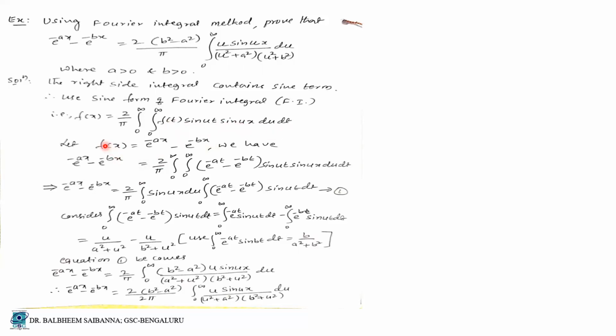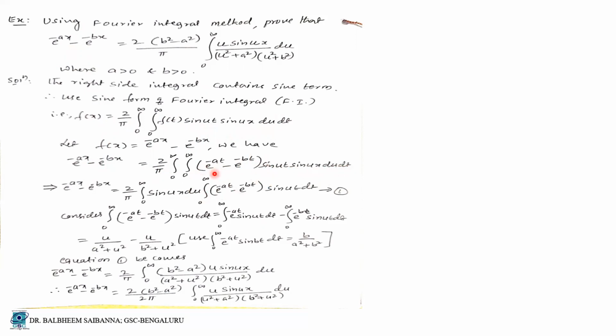Then f of x is equal to, as we considered in the previous example, e to the power of minus ax minus e to the power of minus bx. Then in this place you can write e to the power of minus ax minus e to the power of minus bx is equal to 2 by pi double integral 0 to infinity. Here in place of f of t we write e to the power of minus at minus e to the power of minus bt, the remaining as it is, only sin ut sin ux du dt.